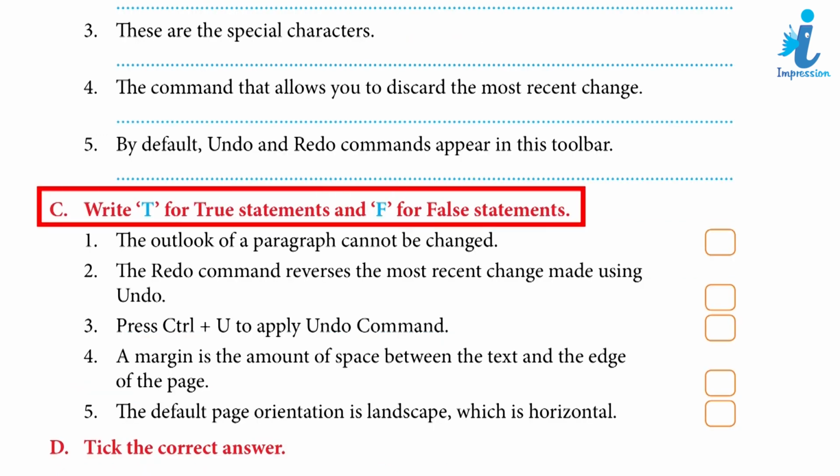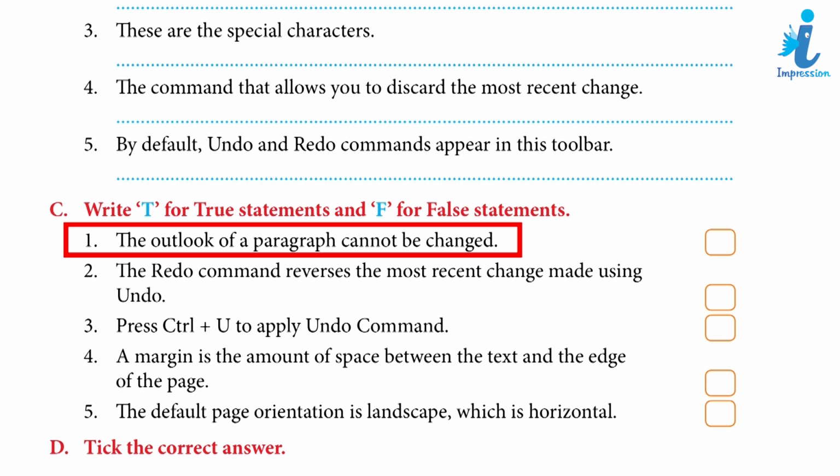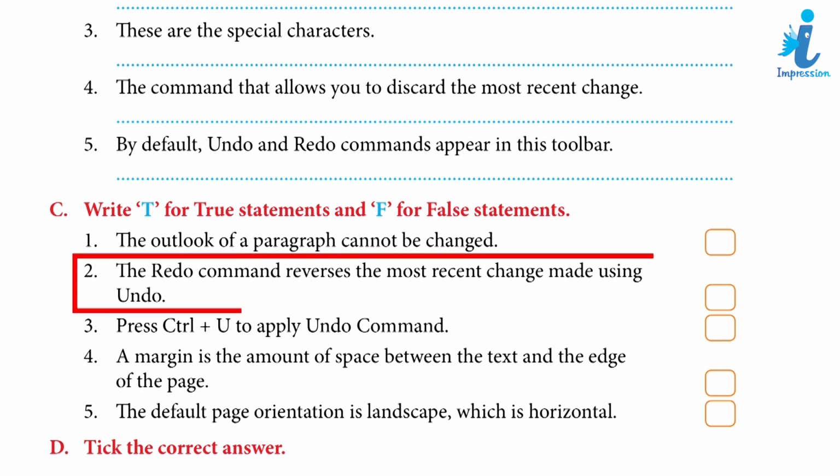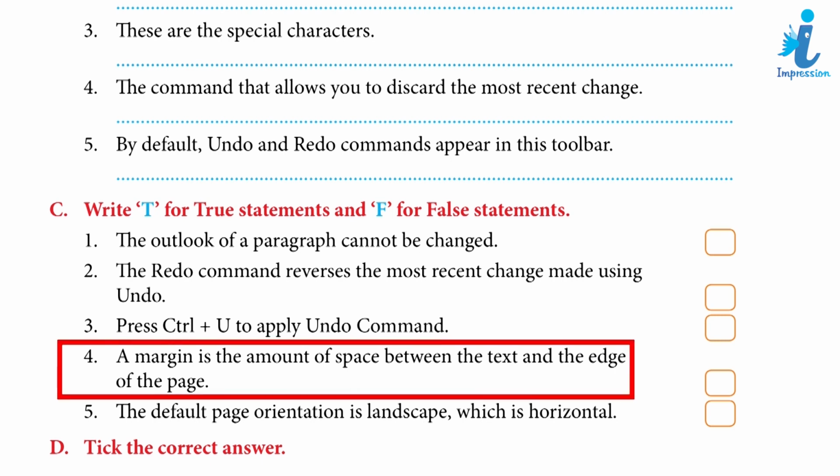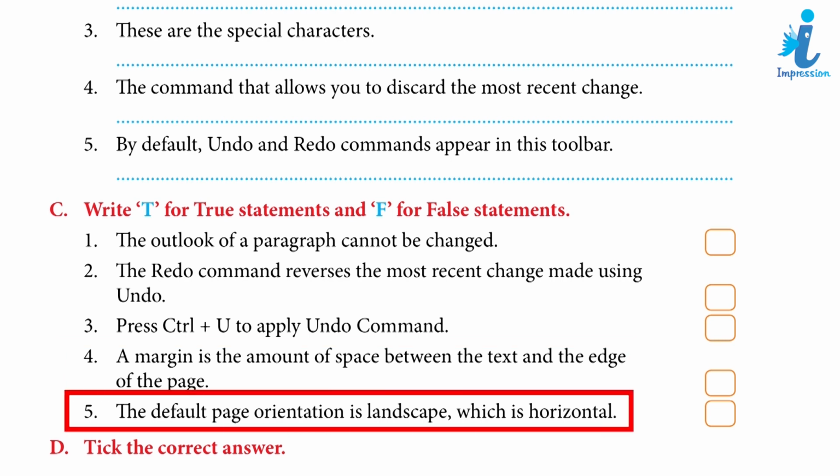C. Write T for true statements and F for false statements. 1. The outlook of a paragraph cannot be changed. Answer: false. 2. The redo command reverses the most recent change made using undo. Answer: true. 3. Press Ctrl U to apply undo command. Answer: false. 4. A margin is the amount of space between the text and the edge of the page. Answer: true.